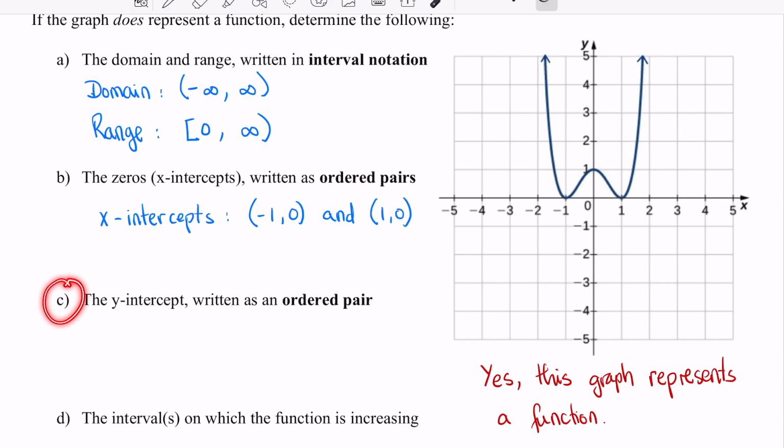Question C, find the y-intercept and also use an ordered pair. The y-intercept is the point where the graph crosses the y-axis. So this point is the y-intercept. At this point, x equals 0 and y equals 1. So my y-intercept as an ordered pair is (0, 1).